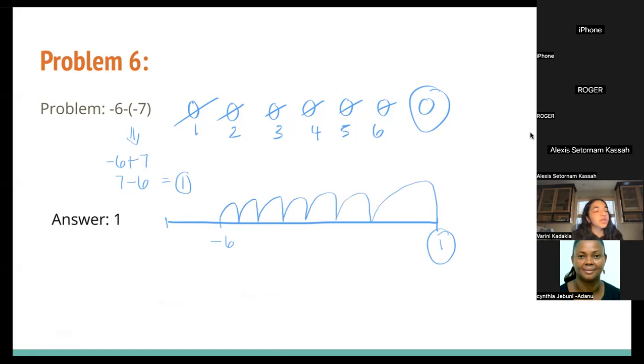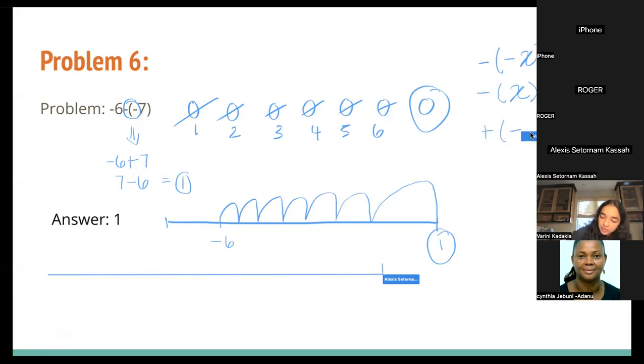For those of you who answered -13, because I saw a lot of -13, please be aware that when you have 2 negatives, they make a positive. Let me go over that really fast. Negative of negative x will give you x. Negative of x will give you negative x. And positive of negative x will give you negative x. Just be careful of these 3 things. Make sure you note those down.